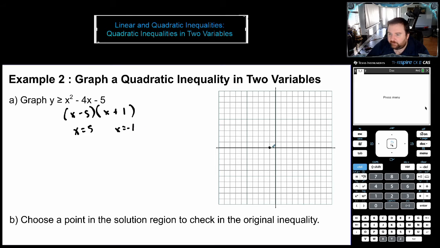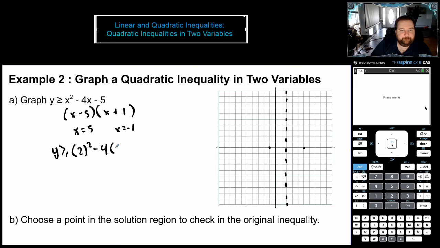So we can go ahead and plot those. Negative 1 and 1, 2, 3, 4, 5, which means this is my center point. So my vertex is going to lie on this, and this is x equals 2. So let's plug in x equals 2 to find our y value.